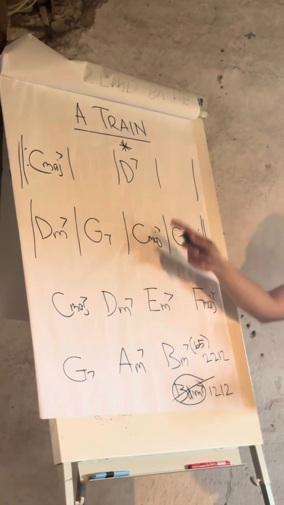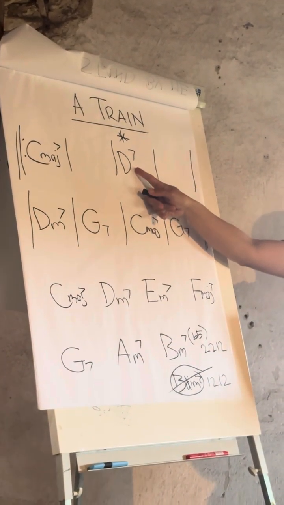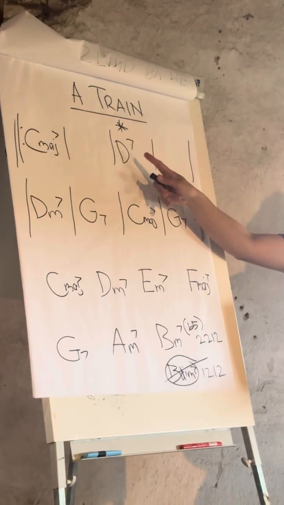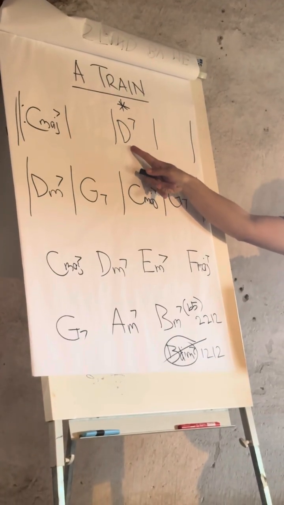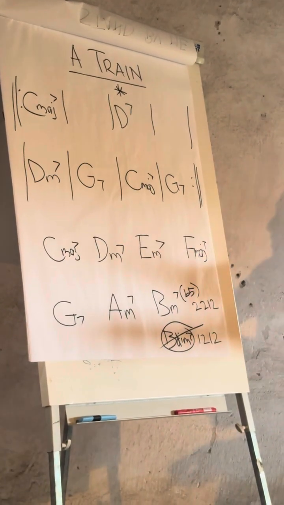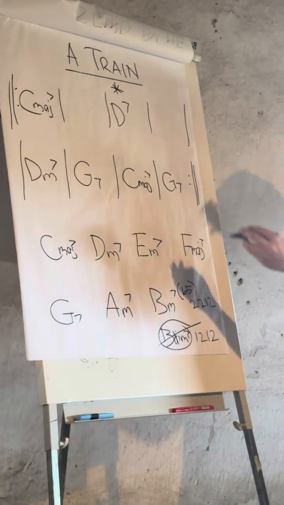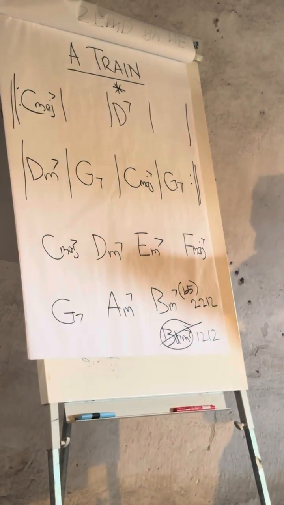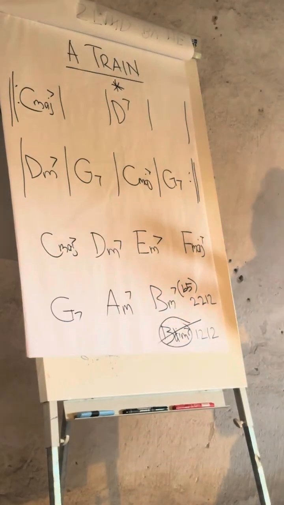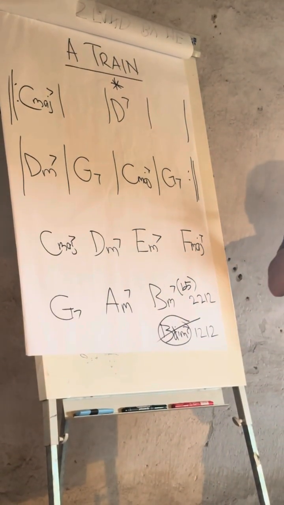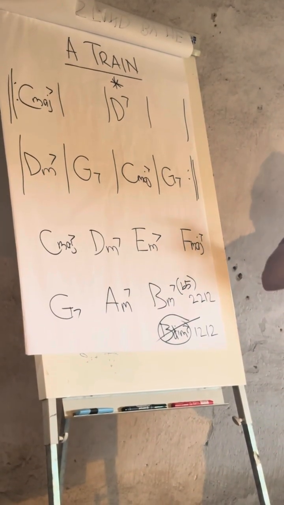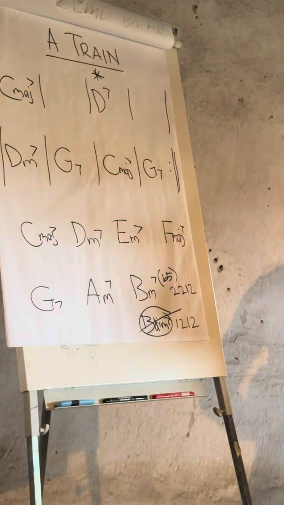So we would call this a non-diatonic chord. It doesn't belong in the key of C. What do we do? Here's what you do. The great thing about ukulele is that it gives us just enough information for a 7th chord. So everyone, let's all play a D7.